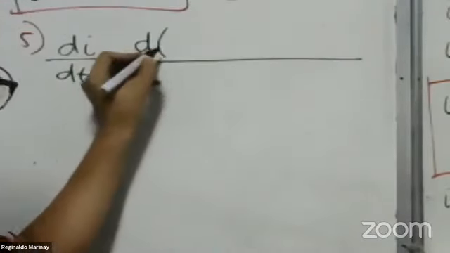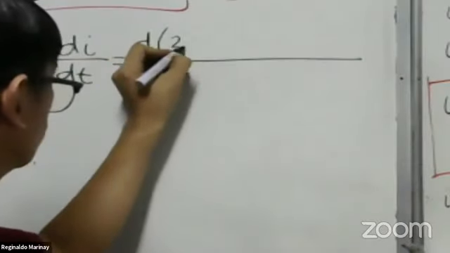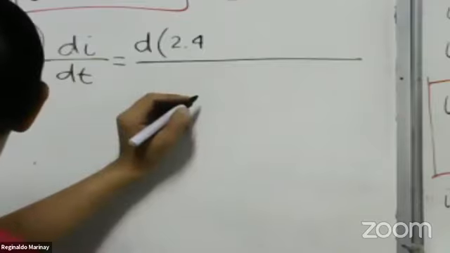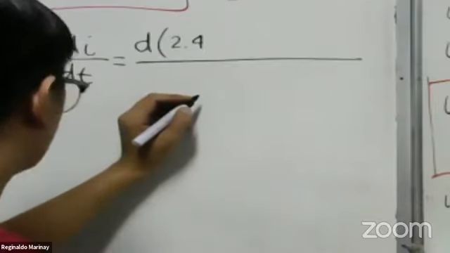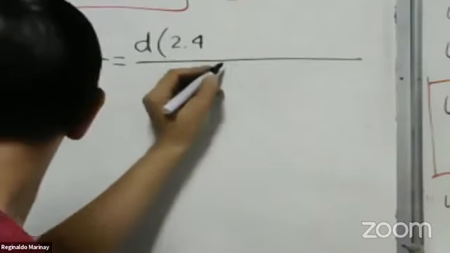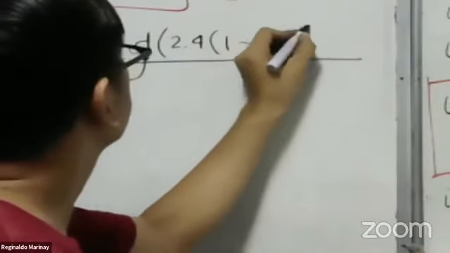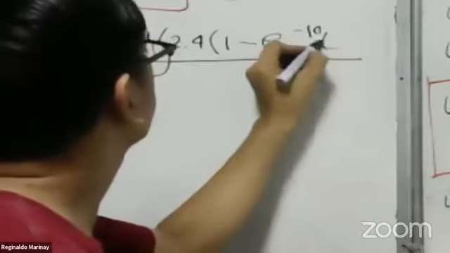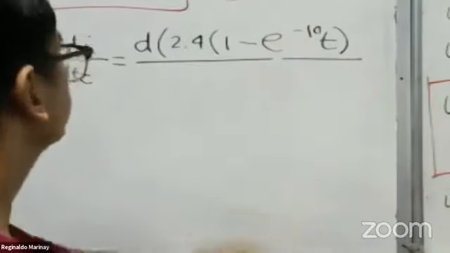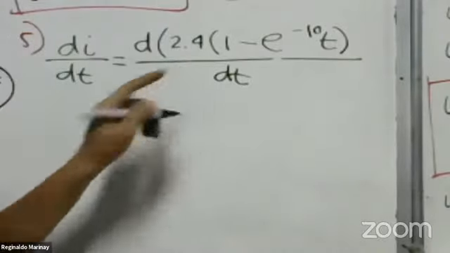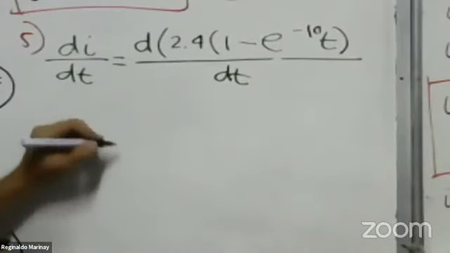Our current equation is 2.4 times 1 minus e raised to negative 10t. So we take the derivative of that with respect to t. Conventional first, later we can do another way.